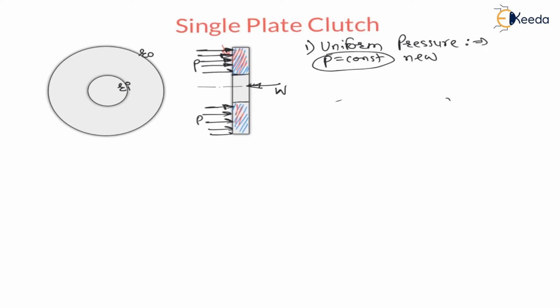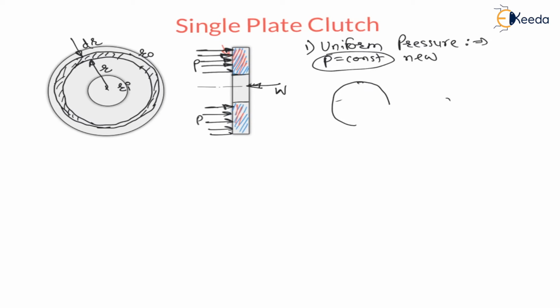Therefore, for such a numerical, we have to consider a very small element. Here I am considering a very small elemental ring. Let us consider a small elemental ring at radius r of thickness dr. The thickness of this ring is dr, very small thickness dr.